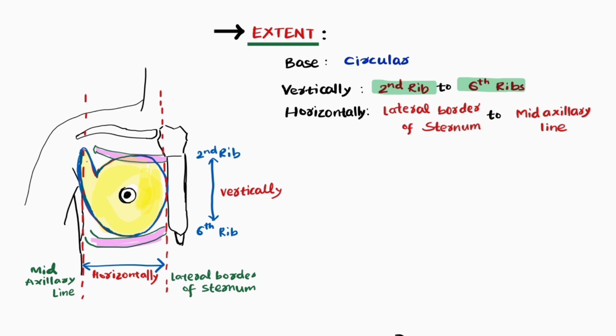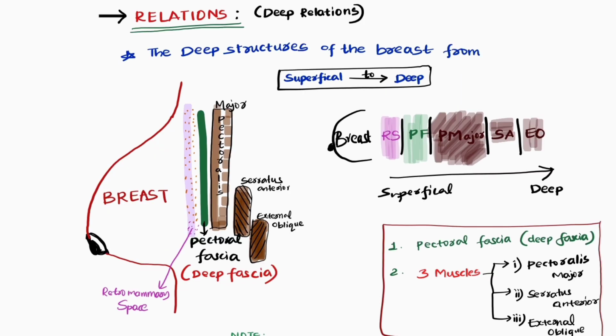Now if we discuss the extent, the base is circular and the breast extends vertically from the second rib to the sixth rib and horizontally from the lateral border of the sternum to the mid axillary line. You can see in the picture. Now the relations, the deep structures of the breast, if we take them from superficial to deep.